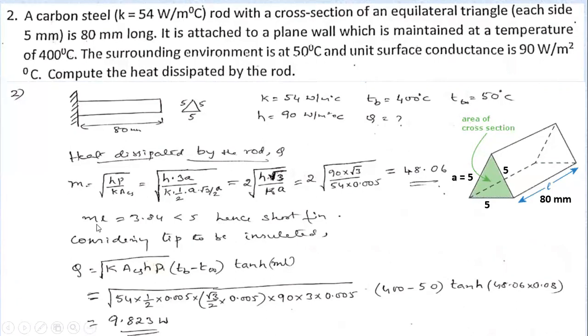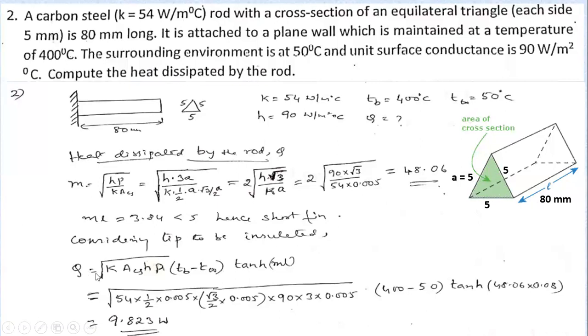Now m into L. What is m? It is 48.06. Multiply by the length. Length is 80 mm. So please convert it into meters whenever you solve any problem. So when we consider m into L, we get it as 3.84, which is less than 5. Hence, in this case, we have to consider it as a short fin. Now, considering this case as a short fin, we need to find out the heat dissipated by the rod. Since these lengths are so small, we are considering it as an insulated case, short fin insulated.